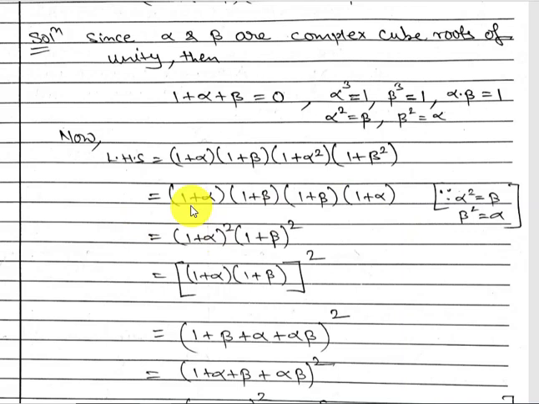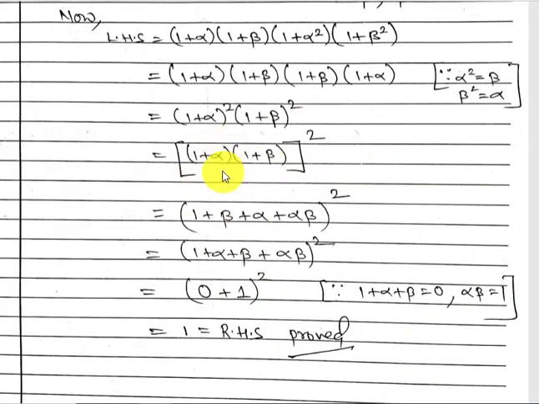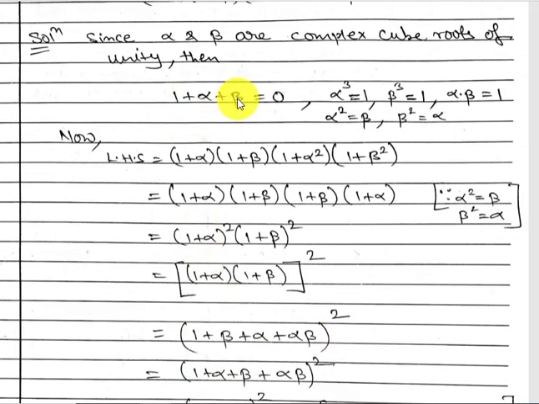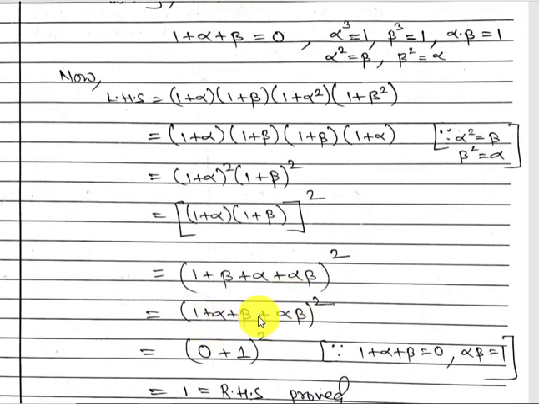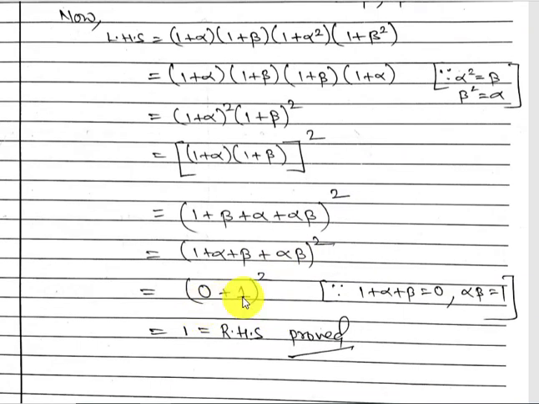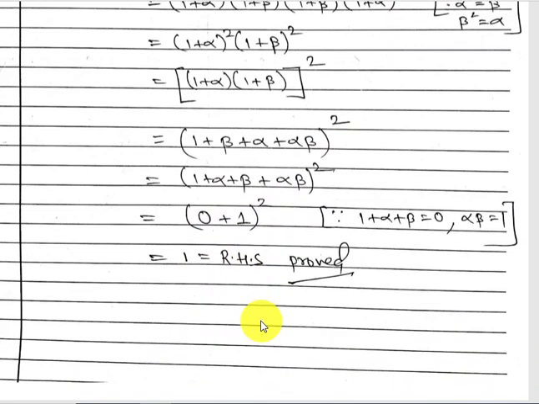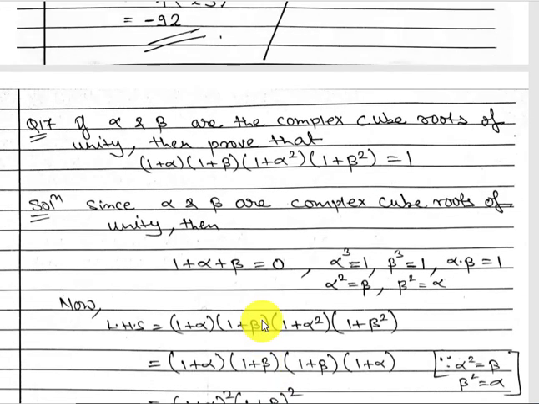So I get 1 plus alpha whole square, and 1 plus beta whole square. Next step, 1 plus alpha into 1 plus beta whole square. Inside the bracket, multiply it. So you get 1 plus alpha plus beta plus alpha into beta. You know that 1 plus alpha plus beta is equal to 0, and alpha into beta is nothing but 1. So you get 0 plus 1 whole square, that means 1. So this is proved.